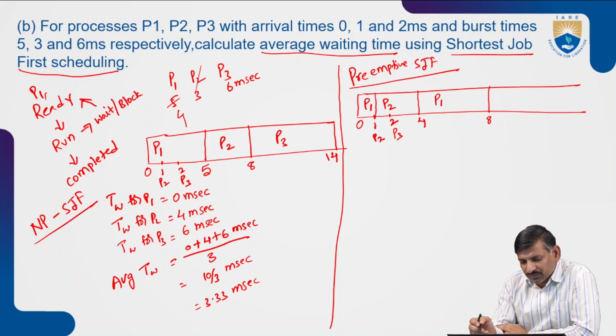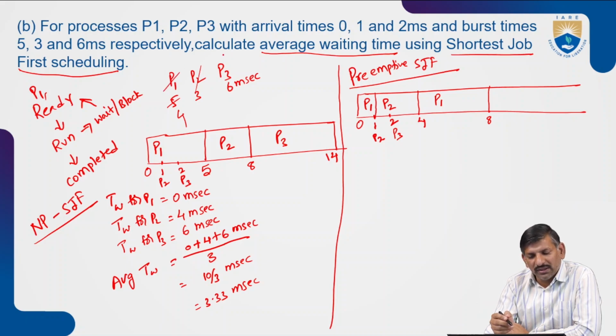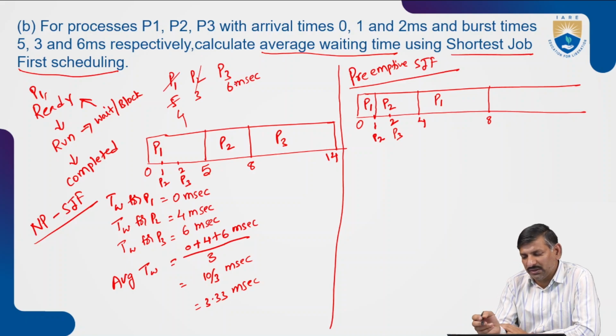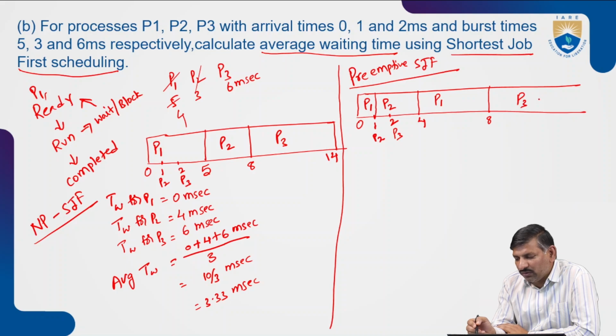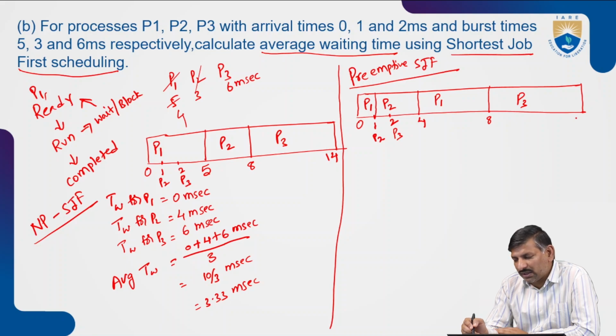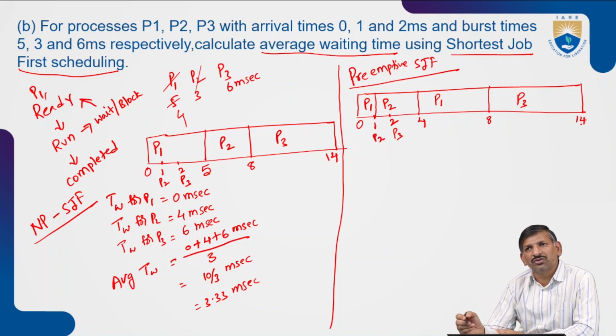Now, at the time of 8th millisecond, P1 completed, P2 completed. What are the processes available here? P3 only. So P3 is scheduled for execution. Its execution time is 6 milliseconds, so at the time of 14th millisecond, its execution completed.